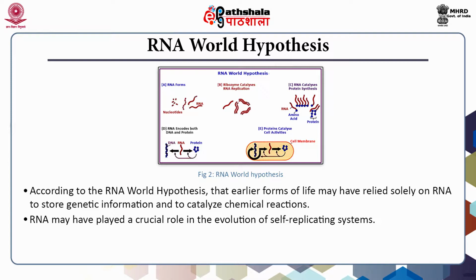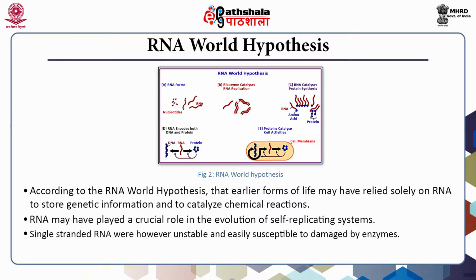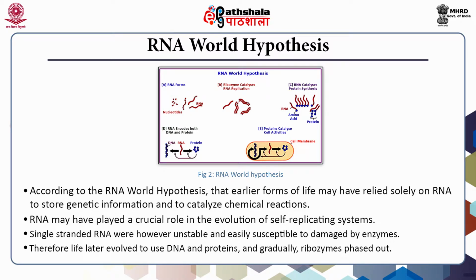As of today, scientists have come to believe that RNA enzymes or ribozymes are remnants of an ancient world which existed before protein evolved. However, single-stranded RNA was rather unstable and easily susceptible to damage by enzymes. It is said that given this instability and poor catalytic properties of RNA, life later evolved to use DNA and protein, while ribozymes gradually phased out.